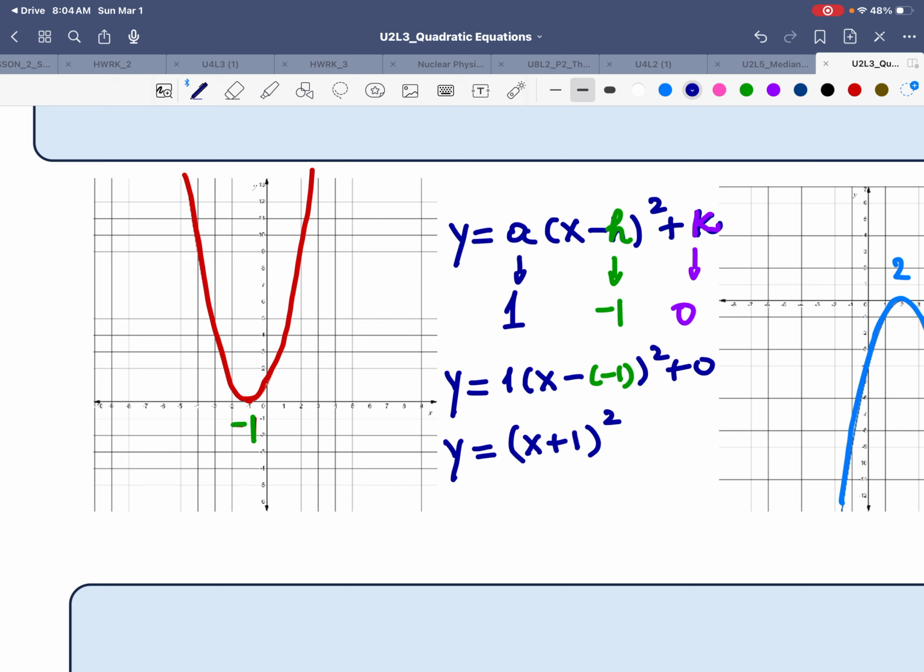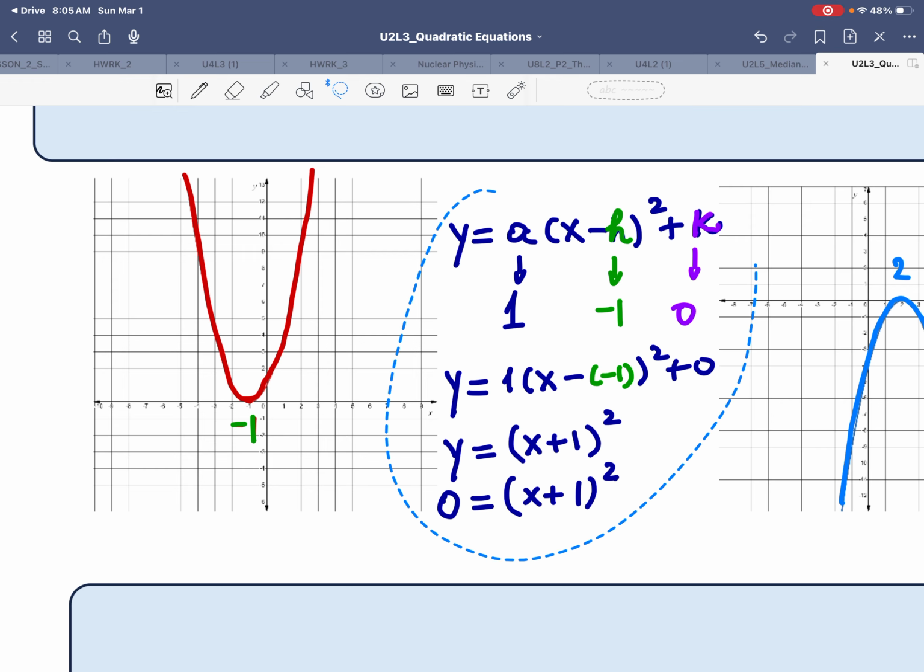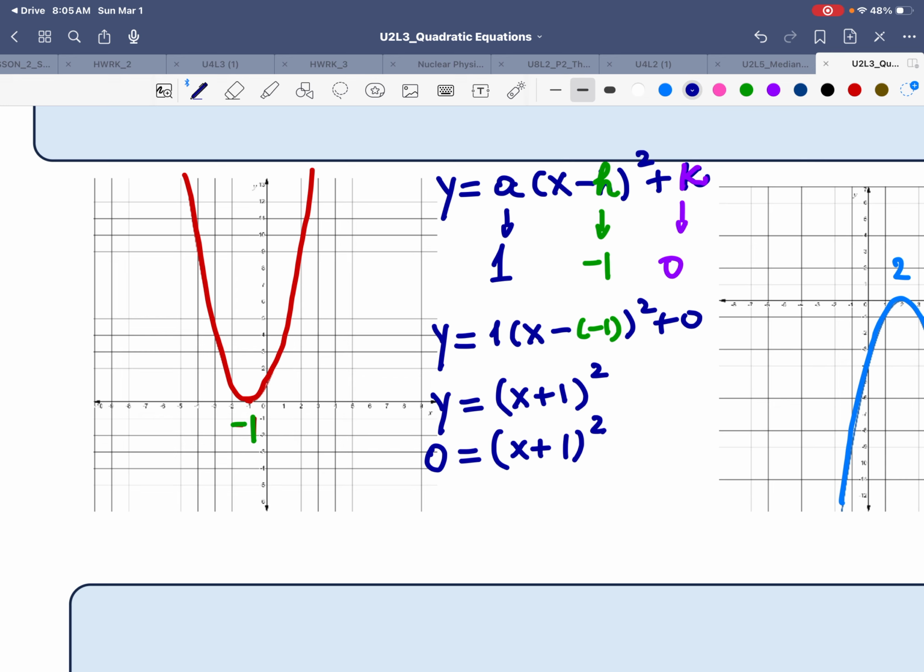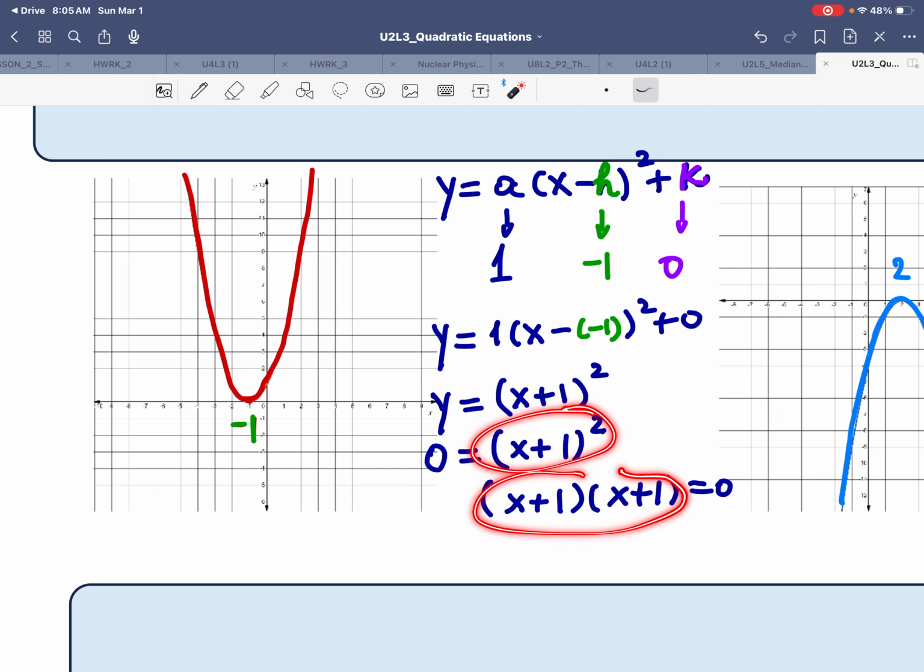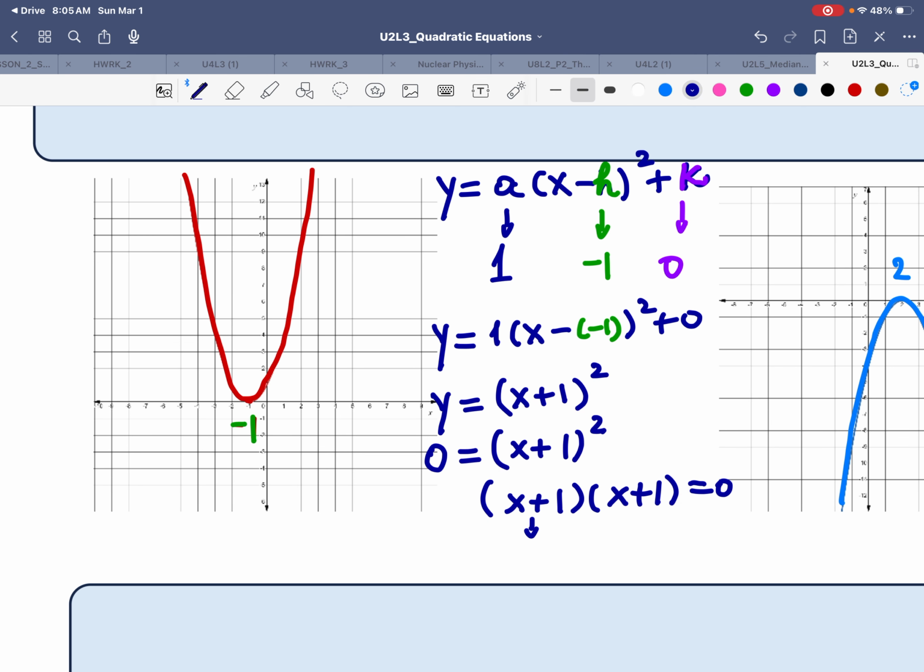So if you want to find the zeros of a quadratic equation, then you're going to say that y has to be 0, so (x plus 1) squared is 0. Now, if you were to solve this equation by using the factoring method, then you would have to say that (x plus 1) times (x plus 1) is equal to 0. That's the same as saying (x plus 1) squared is equal to 0, right? And to find the zeros, we make each factor equal to 0. So we say x plus 1 is 0, or this other x plus 1 equals 0.